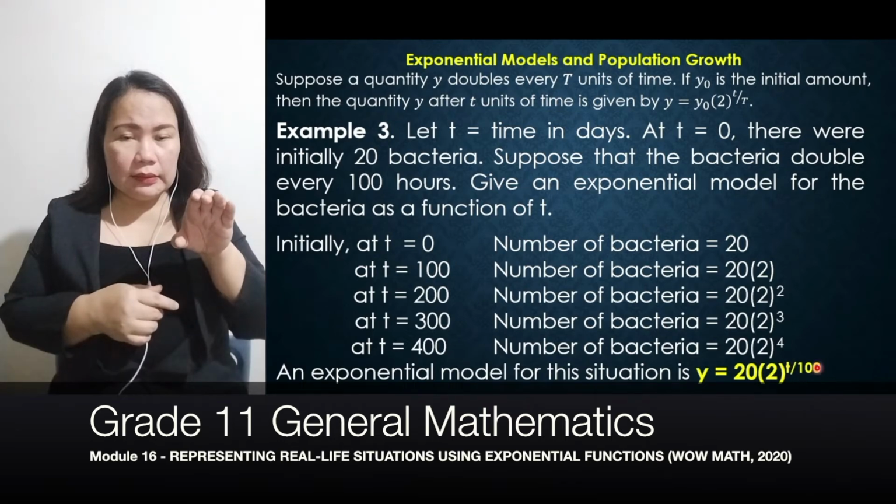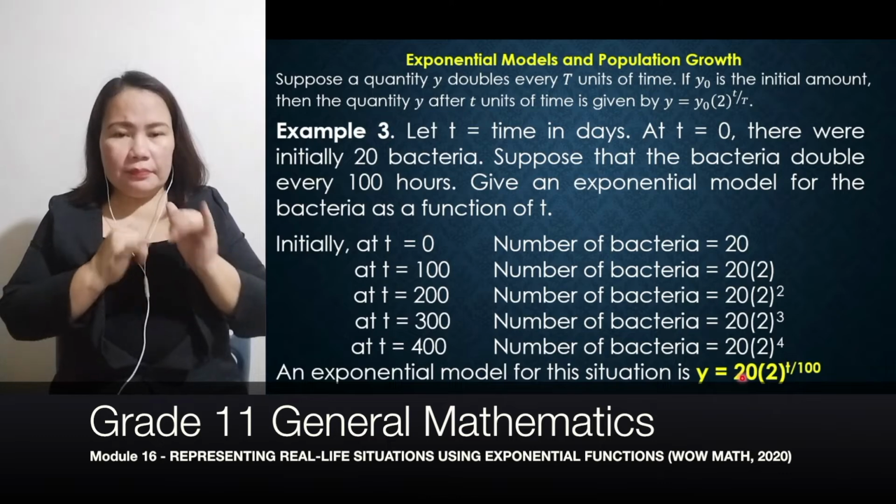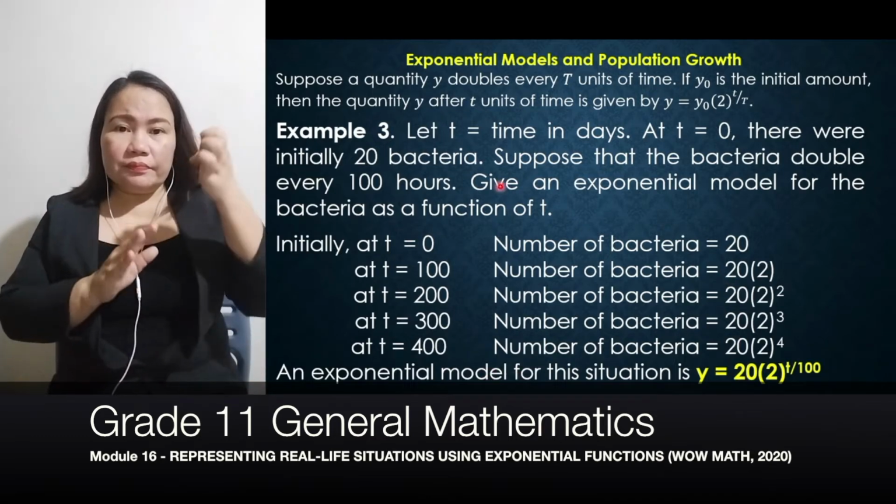So 100 divided by 100, that is 1. 2 raised to 1 is 2, times 20, that's still 40. Okay, so this is now the exponential model for this situation.